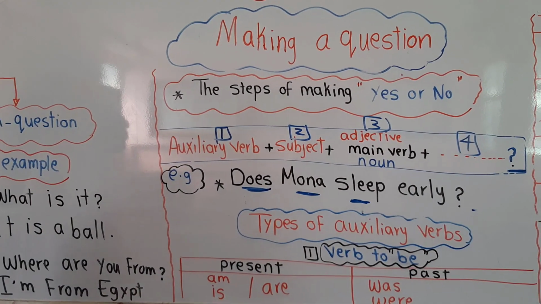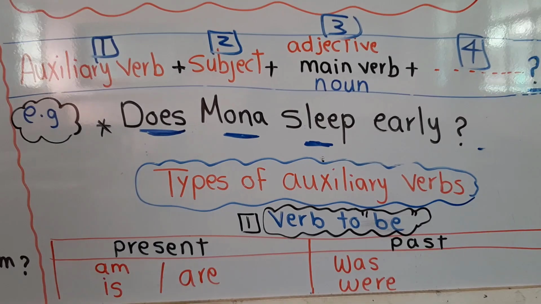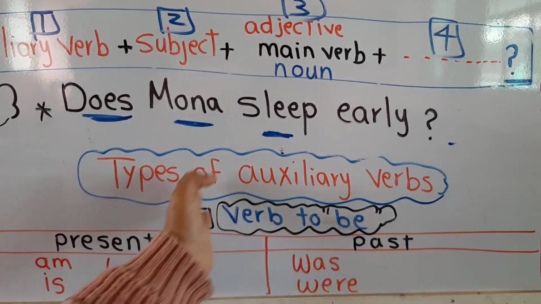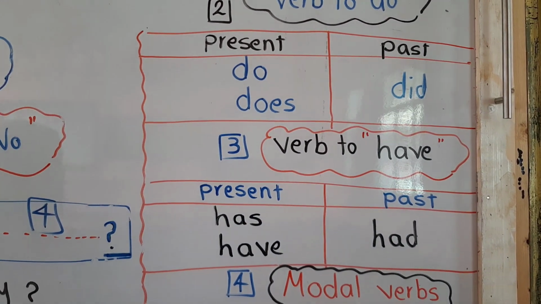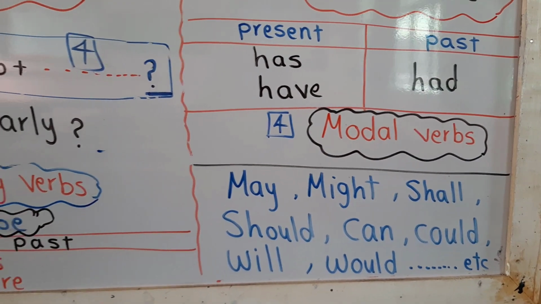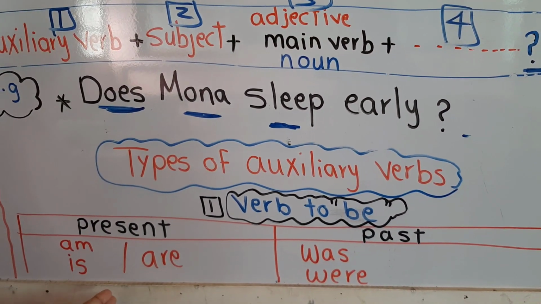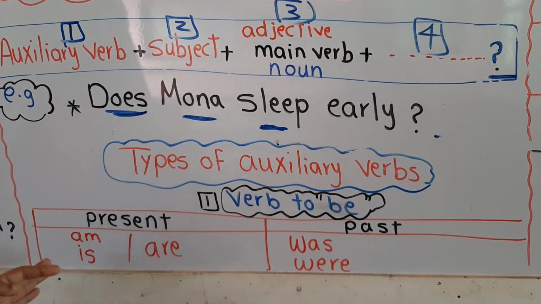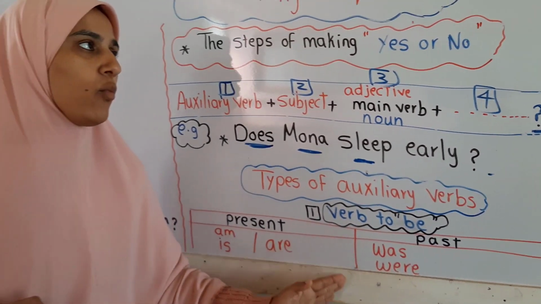Before make question, we should know the types of the auxiliary verbs. We have four types. Number one, verb to be. Number two, verb to do. Number three, verb to have. Number four, modal verbs. Now I'm talking about number one, verb to be. We have verb to be in the present form and in the past form. In the present form, am, is, are, and in the past form was, were.